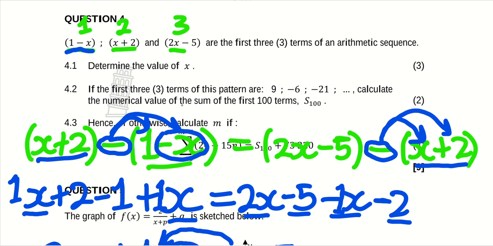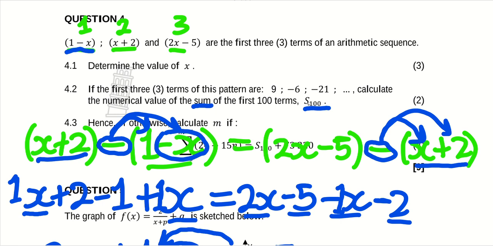Then they say we need to calculate the numerical value of the sum of the first 100 terms, which is S100. When they say the sum, you are looking at Sn. Sn is the sum. And when you are dealing with Sn, it means that we are dealing with series in a way. We use Sn mostly in terms of series. Here we have a pattern, but if they say we must look for the sum of the first 100 terms, it becomes a series in a way because we are looking for the sum, meaning there's addition. You understand?